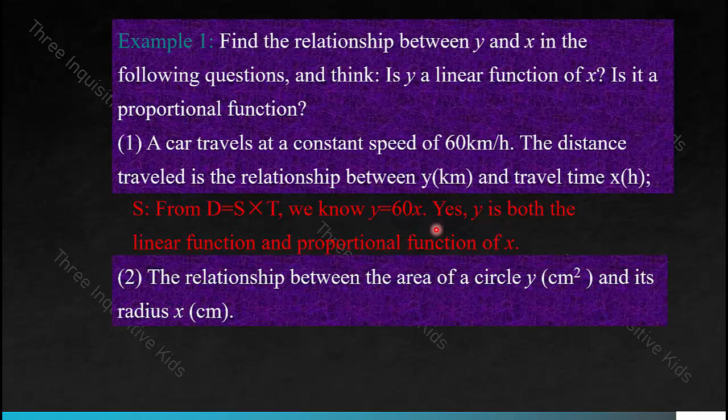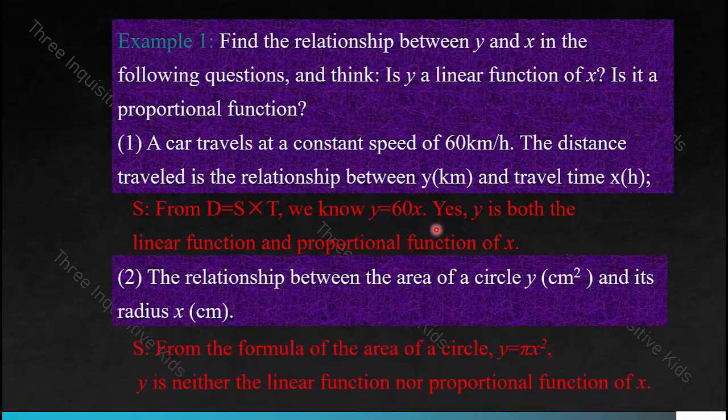2. The relationship between the area of a circle, y, in centimeters squared, and its radius, x centimeters. So find the relationship, and I want you to pause the video and see if you can solve this first. Alright, so what is the formula to finding the area of a circle? Well, that would be y is equal to pi x squared. And here, y is neither a linear function nor a proportional function of x because a square is in there. In order for it to be a linear function, the independent variable has to have an exponent of 1.